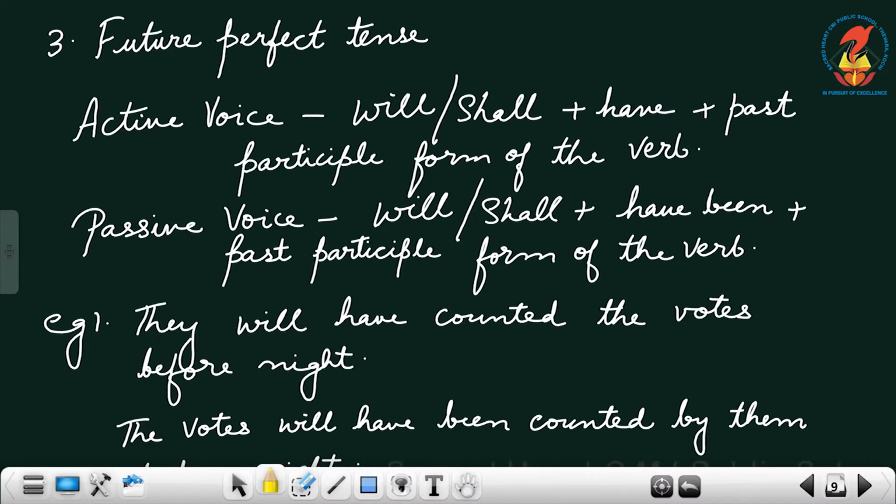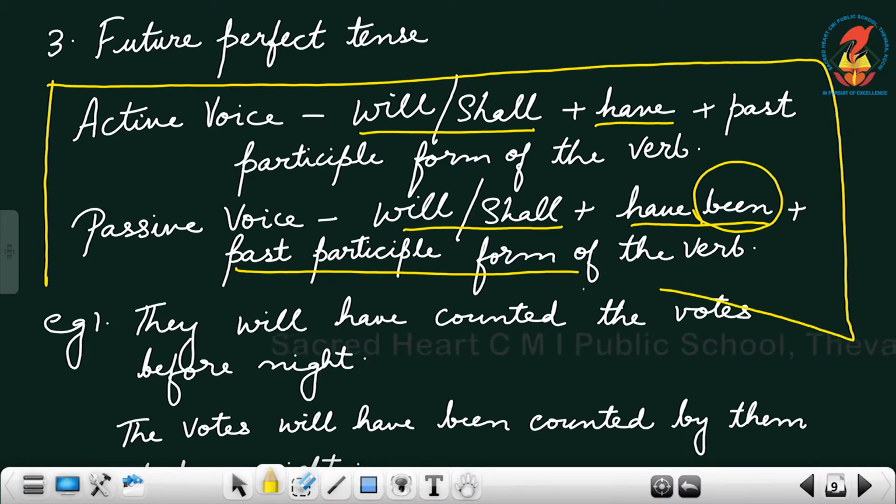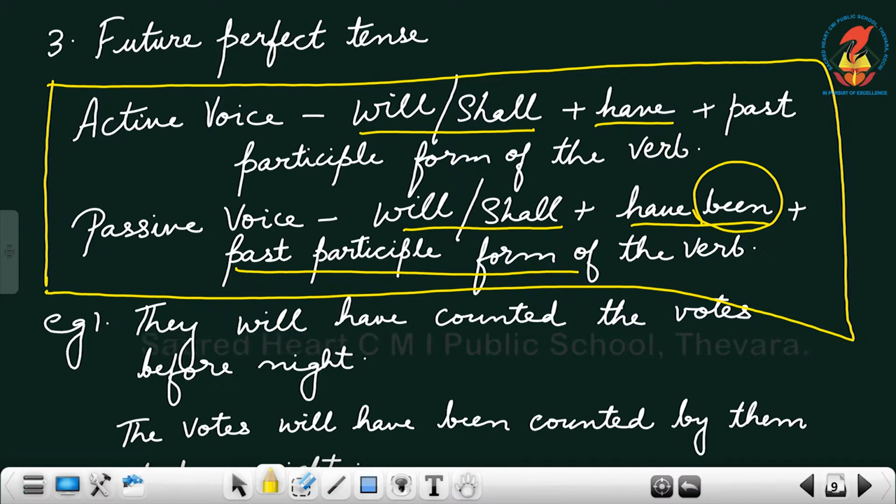The third form is future perfect tense. So what is the rule for future perfect tense? We use will or shall, and the word have is used again with the past participle form of the verb. When you convert it into passive voice, it is will or shall have been plus the past participle form of the verb. Can you see an extra word been is used here, children? In simple future it was be, but here it is been. Will or shall plus have been plus past participle form of the verb. So this rule you should know when you convert a sentence in future perfect tense.